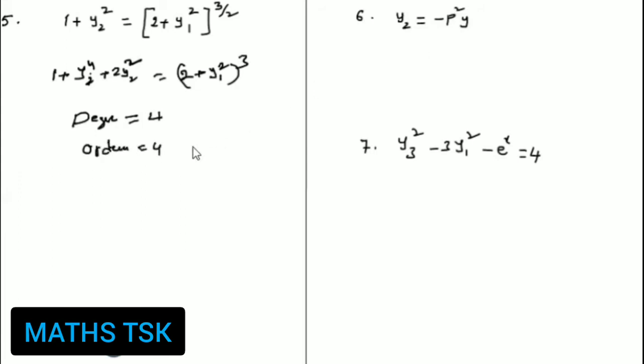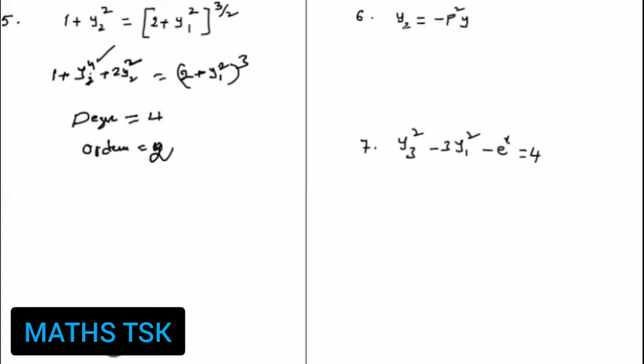Next we go for the next problem. Let's see the order. Here it is second order, no? So it becomes a second order derivative. So order is 2. Degree is 4. The highest order derivative power is 4. Okay.